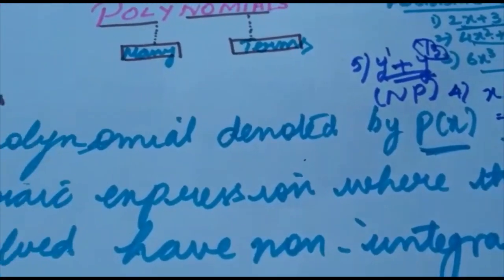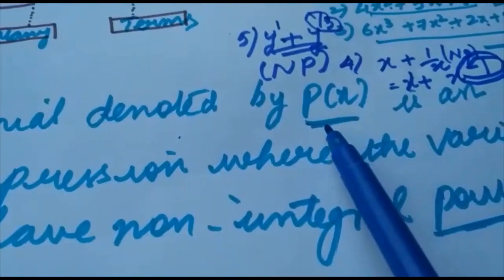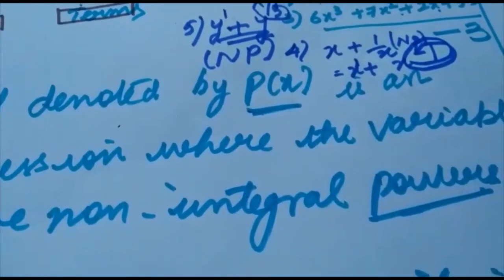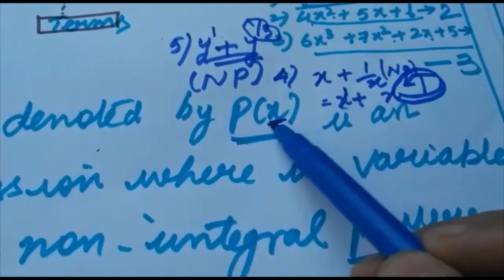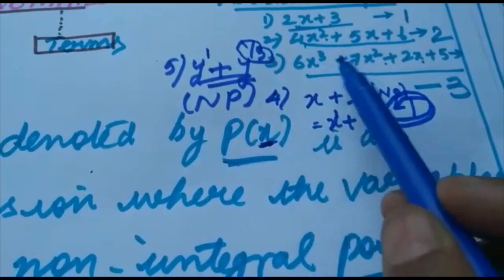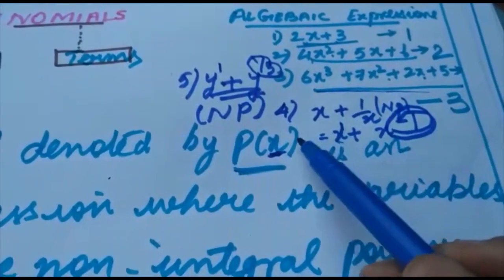So, can we come to the definition of a polynomial? A polynomial is denoted by P of x. You can also write Q of x, R of x, or S of x, anything. But see to it that the variable is written properly over here. If you are writing the variable as x, throughout this expression the variable should be x only.